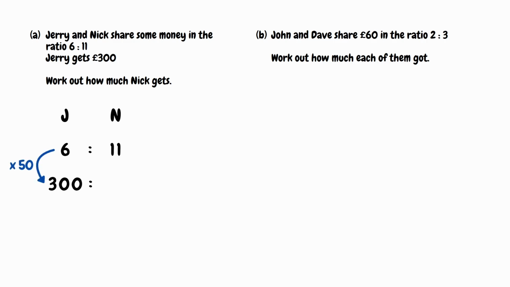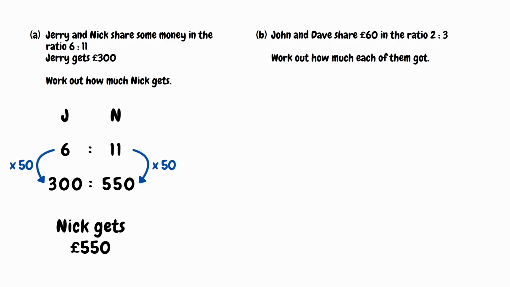So to keep this ratio equivalent, I've got to do exactly the same for the parts for Nick. So we've got to take that 11 and also multiply that by 50. And if we do that, we get 550. So these two ratios are equivalent. The ratio of 300 to 550 will actually simplify to the ratio 6 to 11. But we actually have now the numbers of how much each person received. We knew that Jerry received £300, and we've just been able to calculate that Nick will get £550.